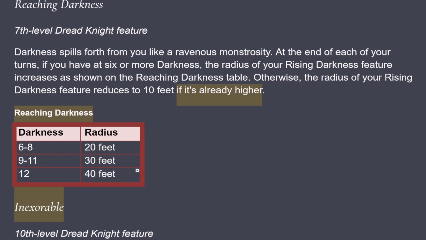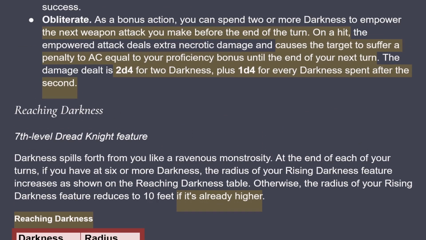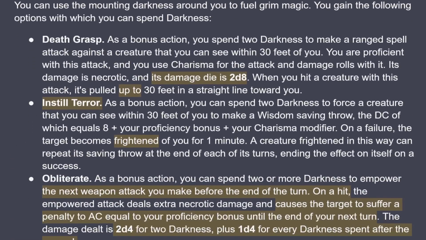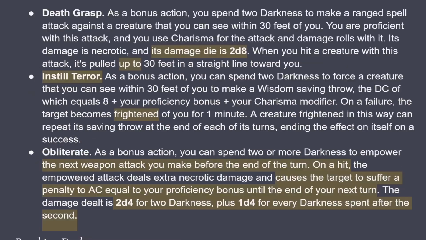If you make enough attacks, if you spend your resources like Action Surge to guarantee, you're getting maybe 3 or 4 at this level right off the bat. And then you've got to do the calculation about the trade-off of maintaining your max darkness and how much extra damage and radius and creatures you're affecting are doing versus spending your darkness features, which brings us back to Weapons of Fear. You can use the mounting darkness around you to fuel grim magic. You gain the following options with which you can spend your darkness points. Death's Grasp, these are all bonus actions.